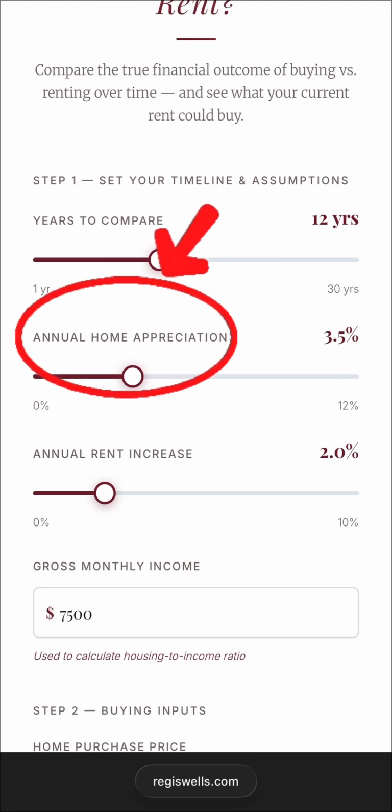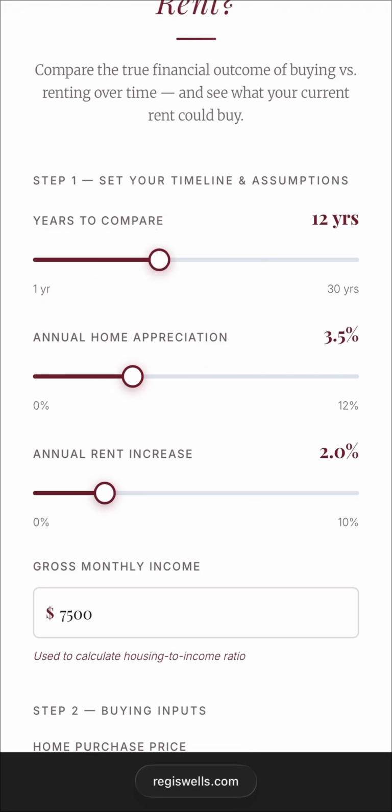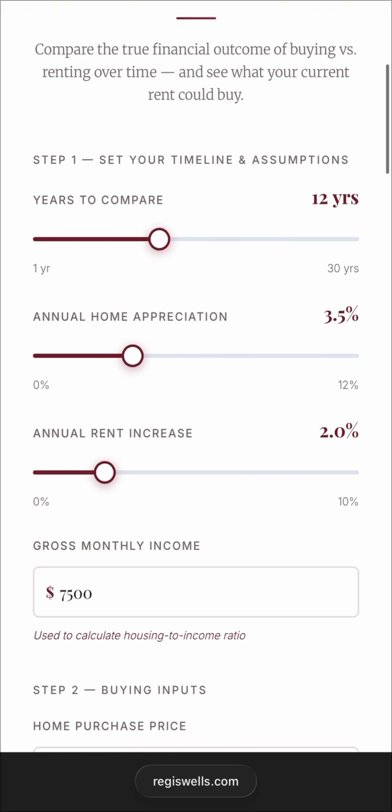Next is the annual home appreciation, the average rate at which your home's value grows each year. You can adjust this between 0 and 12%. If you're in a high demand area, you might push this higher. If the market feels uncertain, keep it conservative.